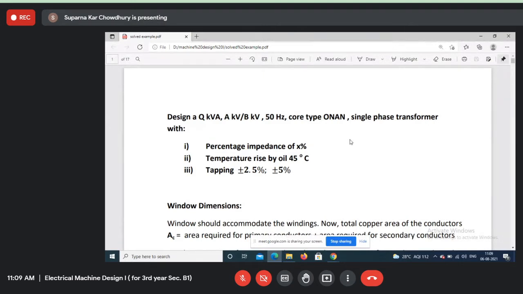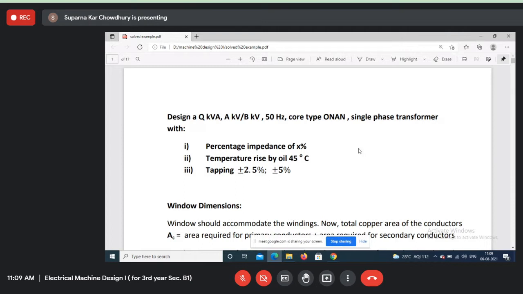Now actually you have studied transformers, single phase transformer. Now the design problem is related to this: the rating of the transformer is given, and here I have specified percentage impedance. In some problems some other parameters might have been specified. Now you have to decide the dimension of the transformer. So where do you start from?